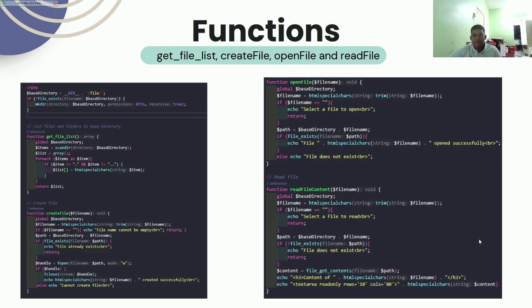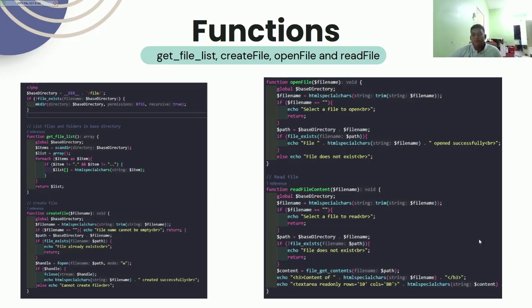Next, we have the create file function, which allows users to make new files. It also trims extra spaces, checks if the name is empty or already exists, and if everything is valid, creates a new file using fopen. After successfully creating it, the function closes the file and shows a success message.